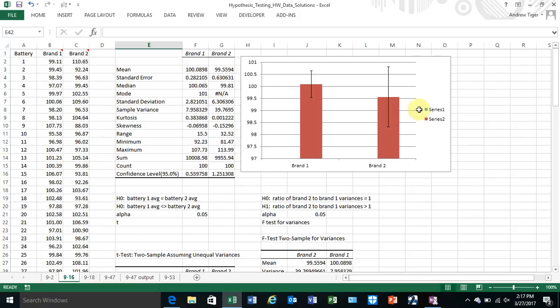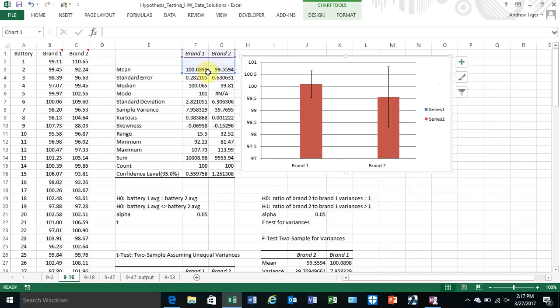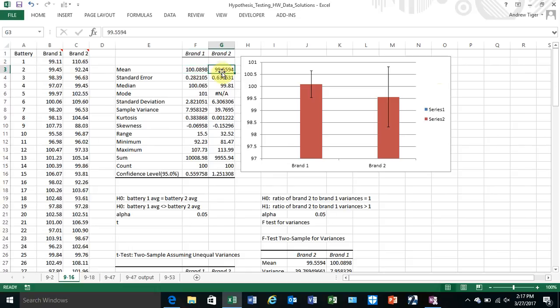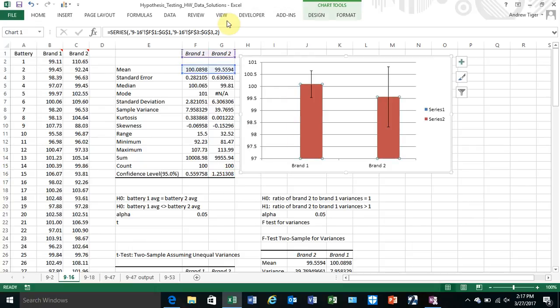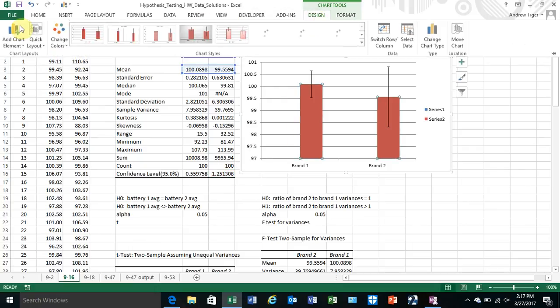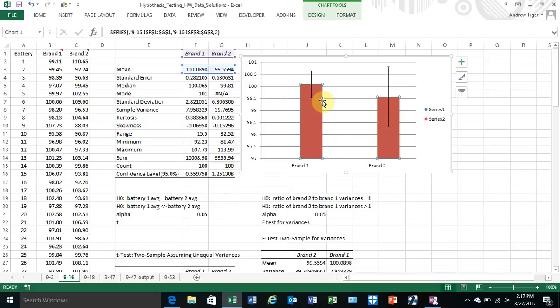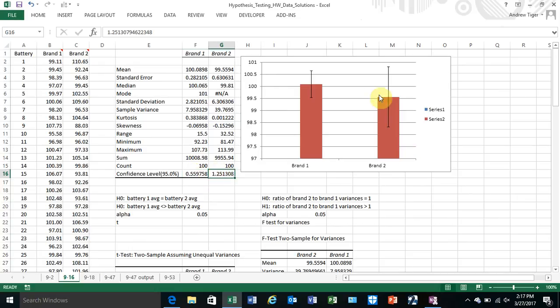One way is to use confidence intervals. You do that by gathering some basic stats, the descriptive stats, and getting the confidence levels, and then clicking on these and doing Design, Add Chart Element to get an error bar, and using the error bar width for the confidence level. You can see that these error bars overlap, and if they overlap then that means you don't have evidence that there's a difference.